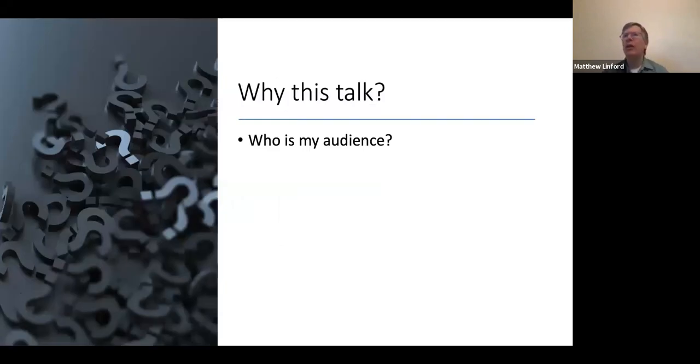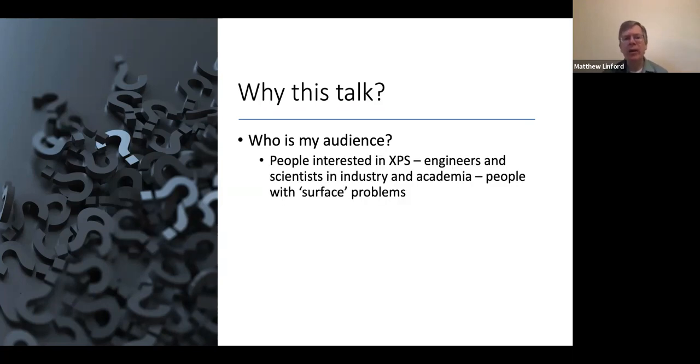So now let's just get into it, now that we've got those preliminaries out of the way. Why is this talk being given? What's the purpose here? And who is my audience? This is a question I try to ask myself whenever I speak. As far as I can tell, my audience is people who are interested in X-ray photoelectron spectroscopy. These may be people that really don't know very much about the technique, but are considering it or are trying to learn a little bit more about that.